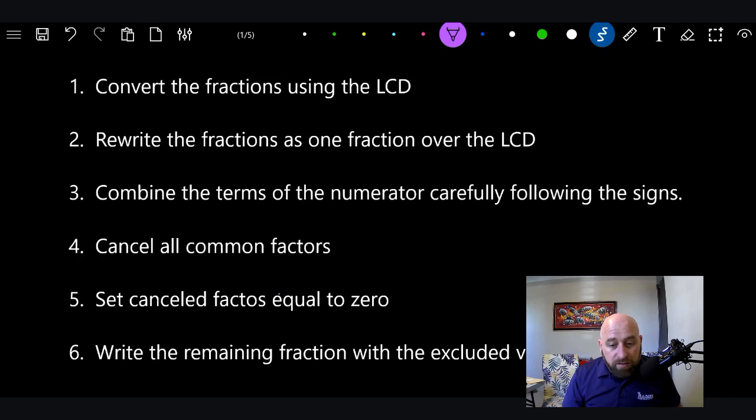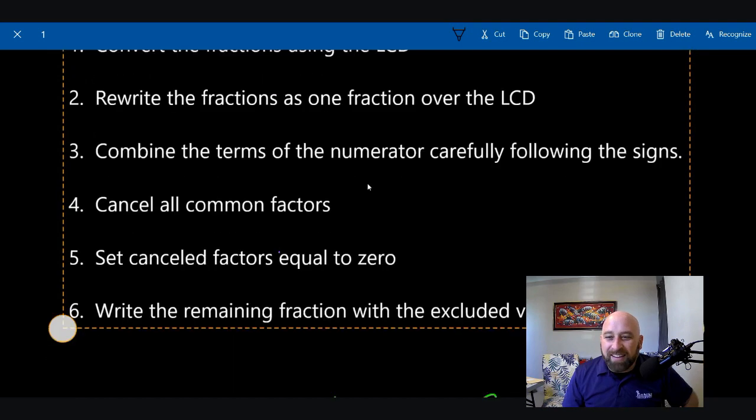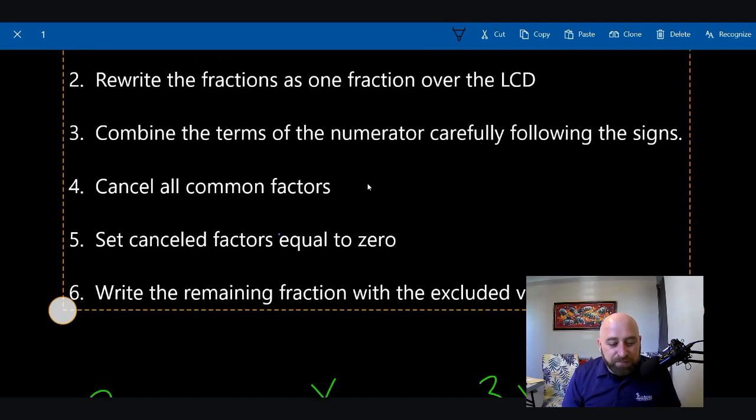I wrote factos again. Let me change that. Factors. There we go. Set the factors equal to 0. And then number 6, we want to write the remaining fractions with the excluded values.